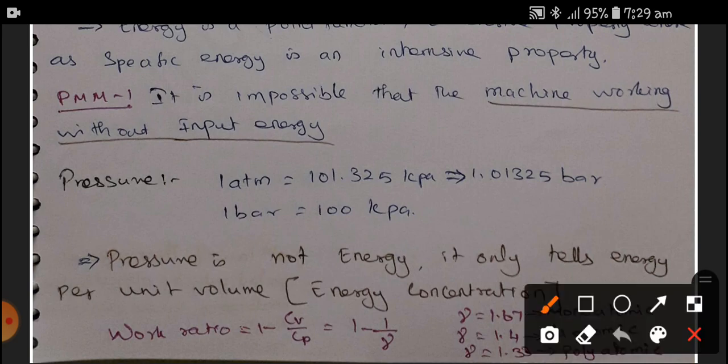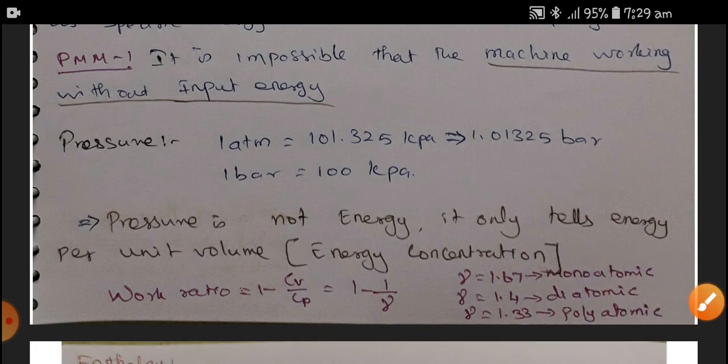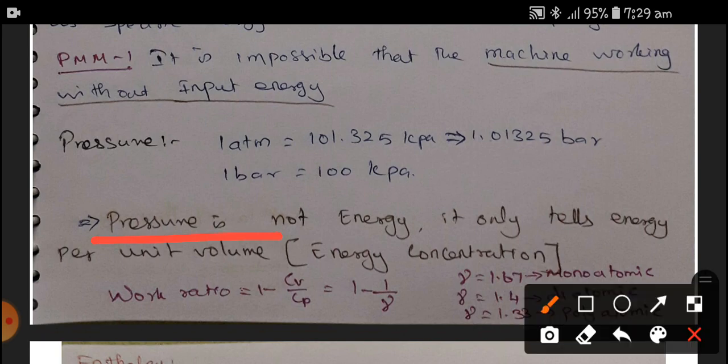Next is pressure. We know the value of pressure for normal air, and I'm going to say that pressure is not an energy. It only tells the energy per unit volume, that is energy concentration. You have to notice this. The relationship between pressure and energy: we know that pressure is not an energy, but it only tells the energy per unit volume.